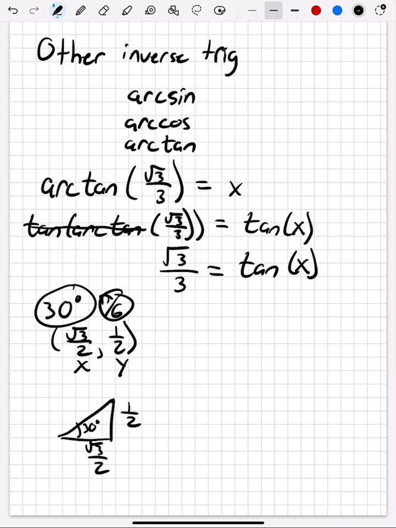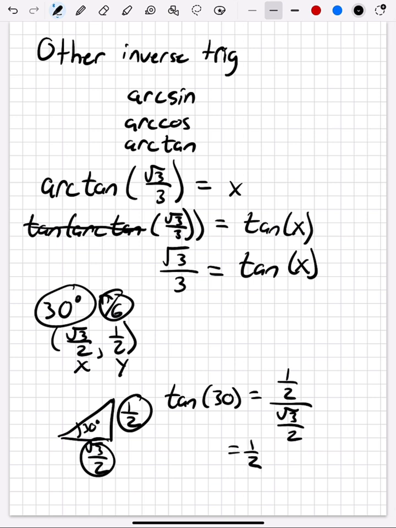Now to find the tangent of this 30 degrees, it would be equal to my opposite, 1/2, divided by my adjacent, the square root of 3 over 2. Well, I have a complex fraction, so I just need to multiply by the reciprocal of the bottom. So this is the same thing as saying 1/2 times 2 divided by the square root of 3. The 2's go away, and I am left with 1 over the square root of 3.